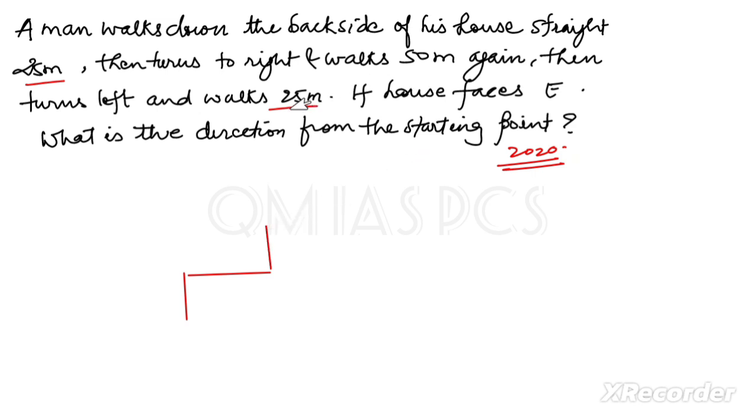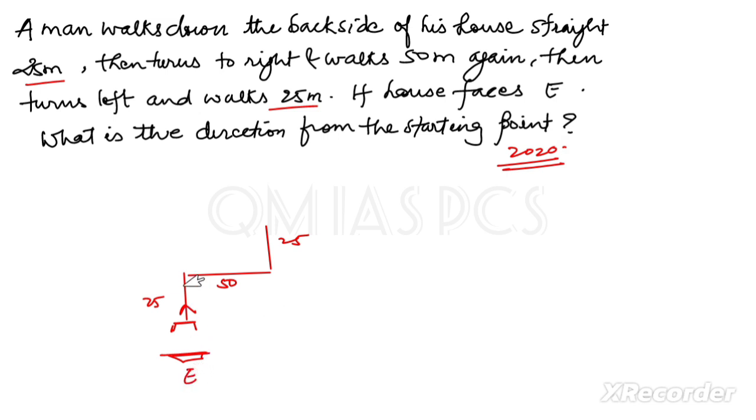This is the final thing. Finally, this is 25, this is 50, this is 25. If the house faces east direction, see, this is the backyard of the house, and going towards this direction means this is the front of the house, and this is the direction of east.